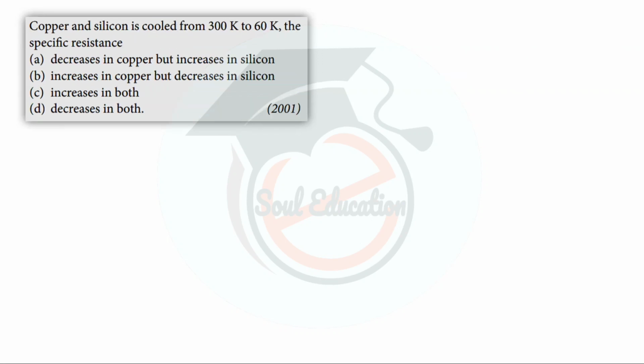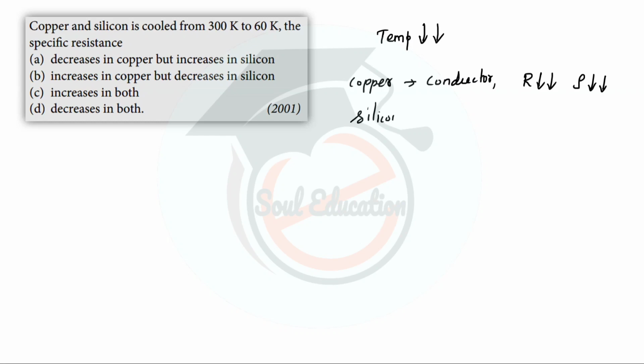Now the next problem is: copper and silicon are cooled from 300 Kelvin to 60 Kelvin. So the temperature decreases. Correct? What happens to the specific resistance? Simple concept. Copper is a conductor. For a copper conductor, when temperature decreases, resistance decreases and my resistivity also decreases.